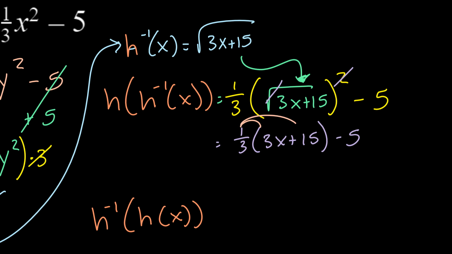Distribute the 1/3. What is 1/3 times 3? 1x. And what is 1/3 times 15? What's 5 minus 5? So we're left with just x. So this first one works. Does it always have to equal x? Yes. Always has to equal x. If it doesn't, that means that you did something wrong. Your check is not working out. You found the wrong inverse.